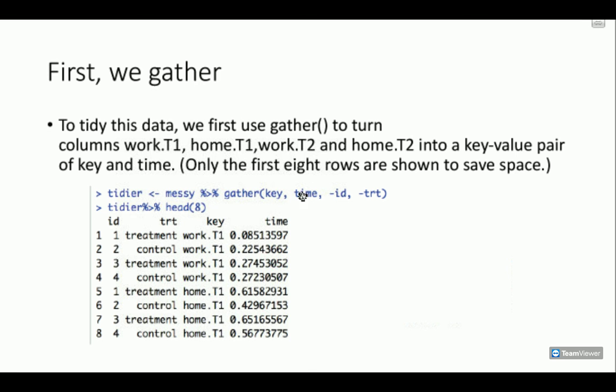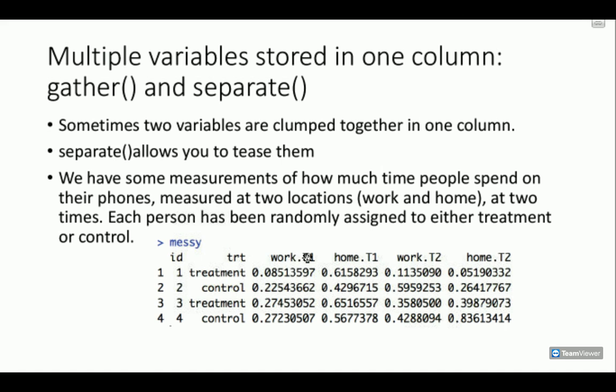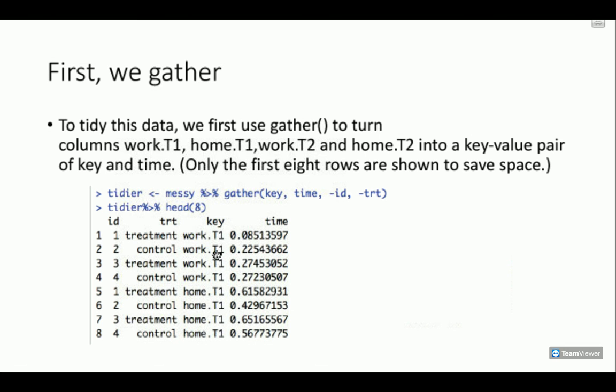And for the key and time, it's going to take all the 4 columns after ID and treat, and put them in a nice long linear format. It's going to put work.t1 and the first value in one row, work.t1 and the second value in the next row, work.t1 and the third value in the next row. It's going to be a long format. So that's what it's going to do. Put all these values in a linear format, and then home.t1 all the 4 values.